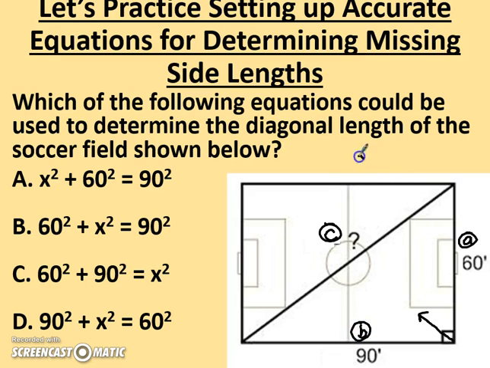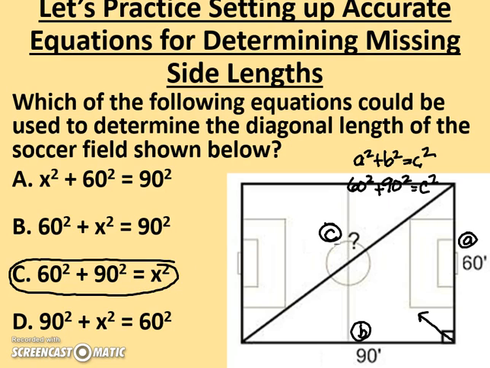So if I were to do a squared plus b squared equals c squared, a would be 60, b would be 90, and c is the side that I don't know. So I'll leave it say c squared. Now if you look at our equations over here, they did not put c, they put x, that's fine. But we can see that we have 60 squared, just like they have 60 squared here in option C, plus 90 squared equals our unknown squared. So the correct setup would be setup C.